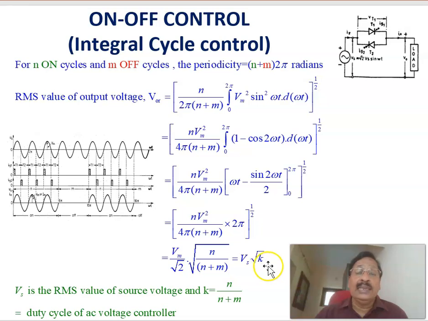It is represented as small k, and the RMS value of the AC output voltage is given by Vm by root 2 into root k, where Vm is the maximum value of the input voltage, and Vm by root 2 is called the RMS value of the input voltage. Therefore, the RMS value of the output voltage is given by Vs into root k, where Vs is the RMS value of the source voltage, and k is the duty cycle ratio n divided by n plus m.